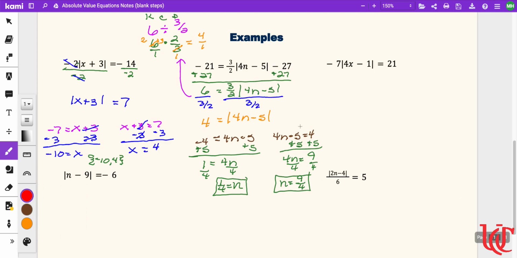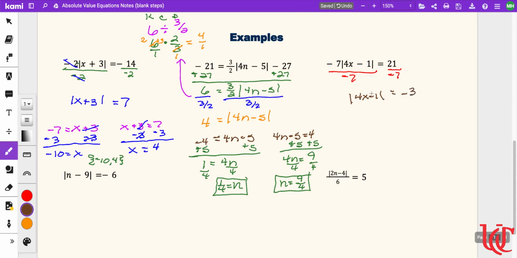All right, so the last one that we're going to do in the video is this third one, which is negative 7 times the absolute value of x minus 1 equals 21. I want to get the absolute value all by itself, so I'm going to divide both sides by negative 7. Remember, the sign has to go with it. So this will give me the absolute value of x minus 1 equals positive divided by negative is a negative. 21 divided by 7 is 3.